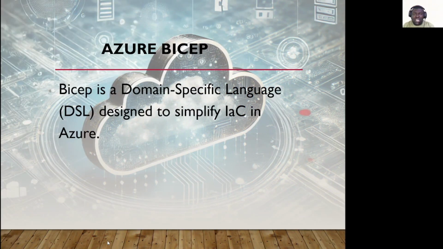Now, let's talk about Azure Bicep. Bicep is a domain-specific language (DSL) designed to simplify IaC in Azure. Think of it as ARM templates without JSON's headache. Bicep allows you to write infrastructure definitions in a much more friendly, readable, and concise way. And the best part is Bicep compiles into ARM templates in the background, so you get all the power of ARM templates without its complexity.